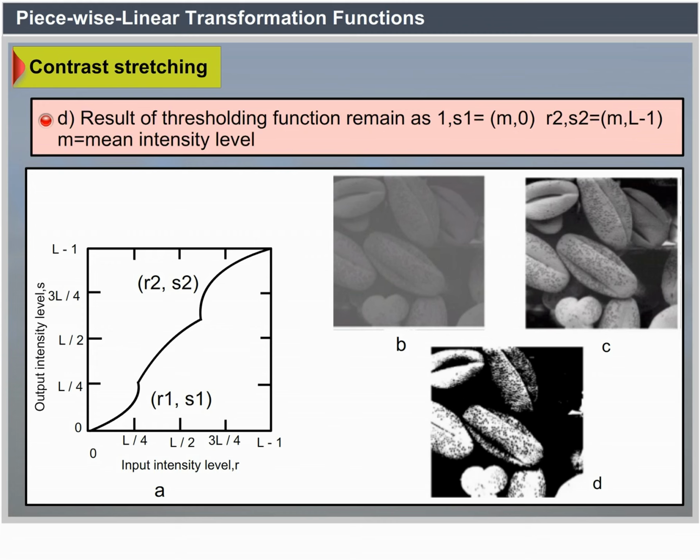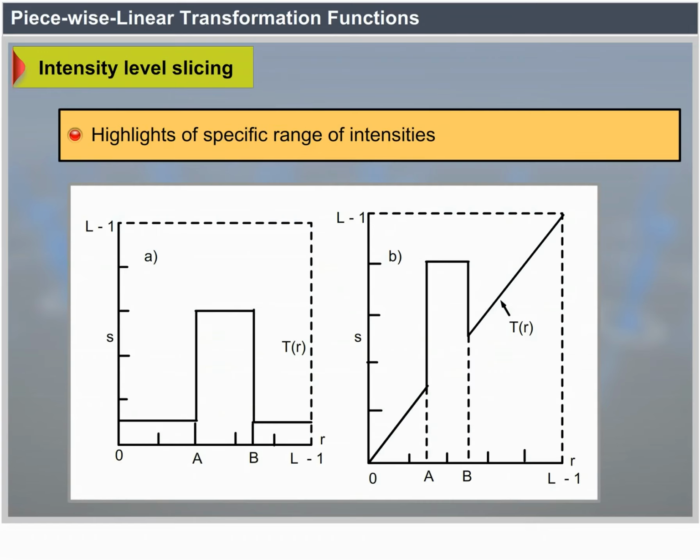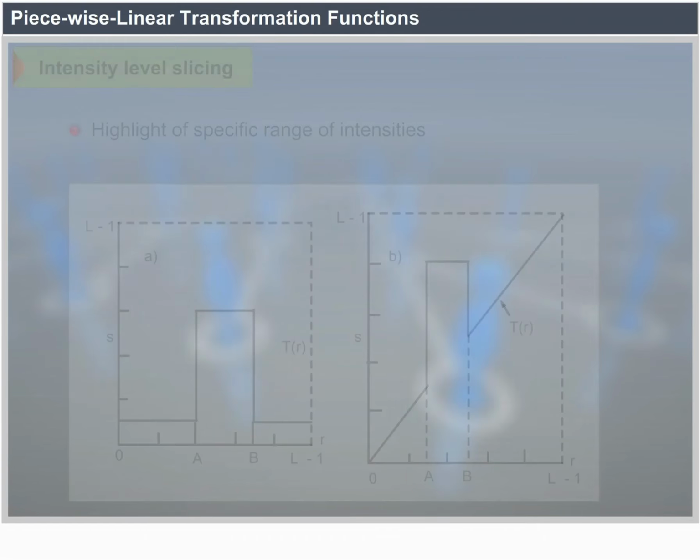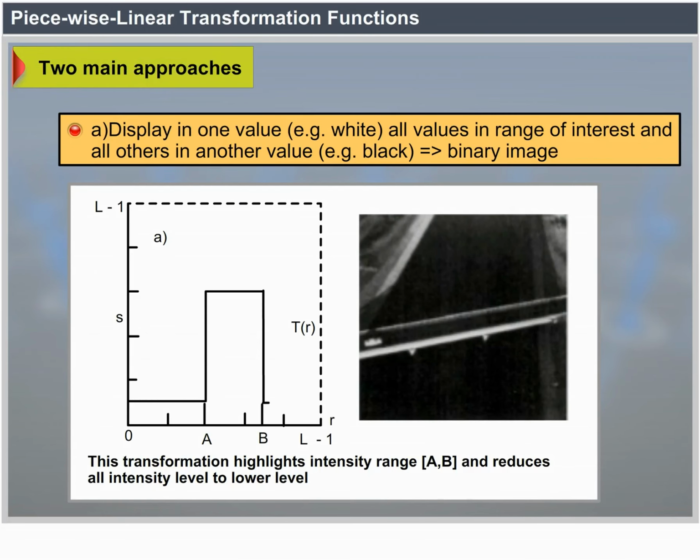This transformation highlights the intensity range A, B and reduces all other intensity levels to lower levels. The second approach brightens or darkens the desired range, leaving all other intensity levels unchanged. This transformation highlights the intensity range A, B and preserves all other intensity levels. Intensity level slicing based on the two approaches.